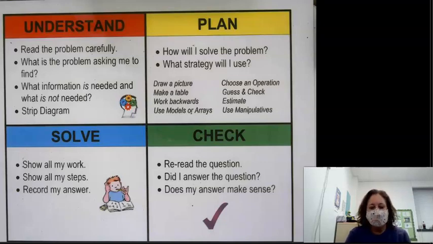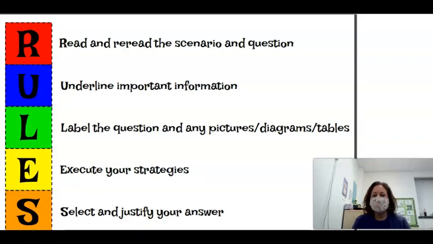So hi everyone. Today we are going to review how we solve word problems. How do we do that? Well, we follow the rules. R stands for read and reread the scenario in question. So you have a word problem, you're going to read it more than once. You're going to underline the important information. A lot of times that would be numbers. You can also get rid of or write a line through the information you don't need. You know they're trying to trick you with extra stuff.